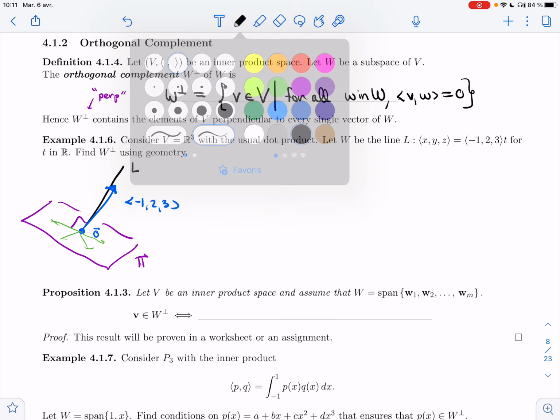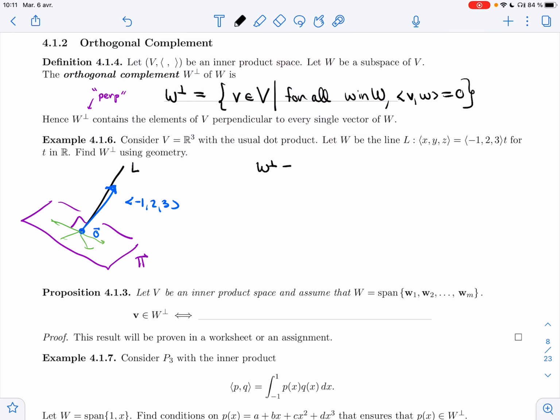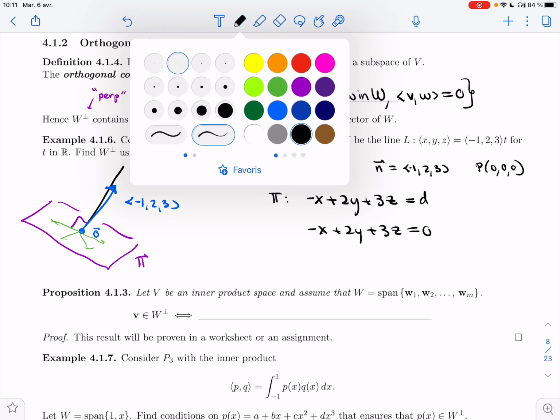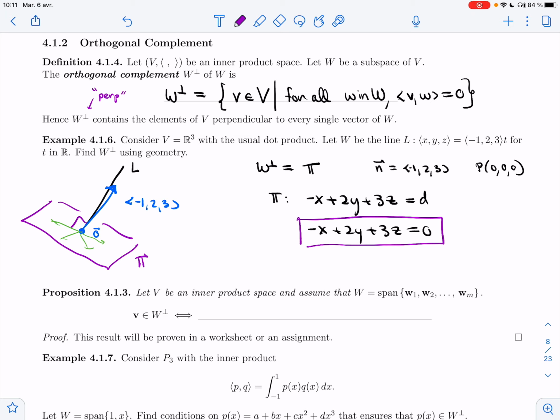So that plane has a normal vector (-1, 2, 3), and it contains the point (0, 0, 0). And so the plane will have equation minus x plus 2y plus 3z, and if I plug in 0, I'll get 0. So minus x plus 2y plus 3z equals 0. In fact, we had questions like this in Linear 1: find the plane containing all of these.